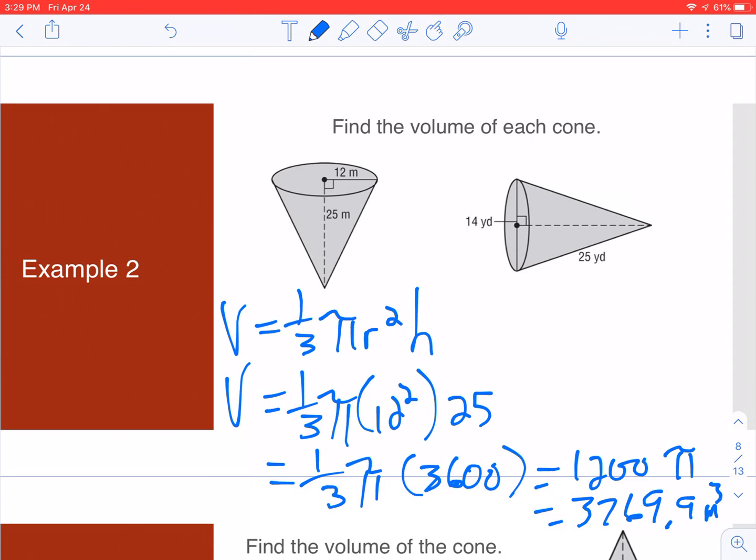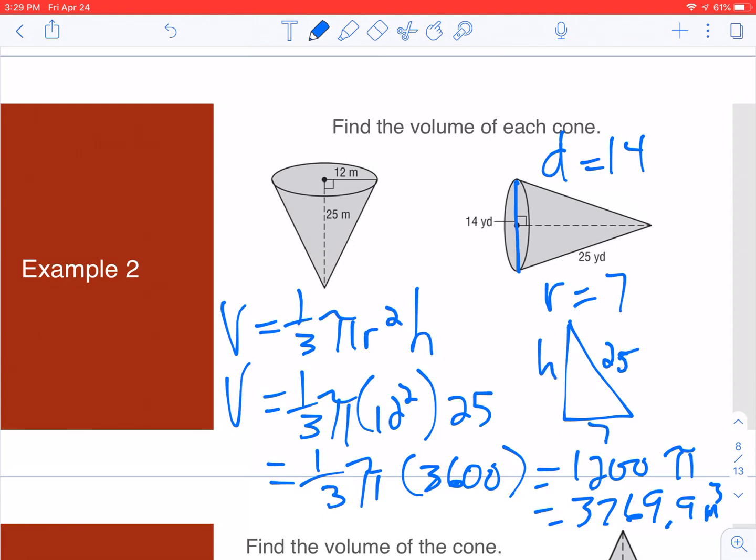When I come over here, I'm not going to solve the whole thing, but we're given our diameter. So we need to know that the radius is 7, diameter divided by 2. And then we're given the slant height. Okay, so to find the height, we need to draw our triangle. 25, here's h, here's 7. Do Pythagorean theorem to find h, and plug everything back in to this equation. So all you need is the radius and the height. You're good to go.